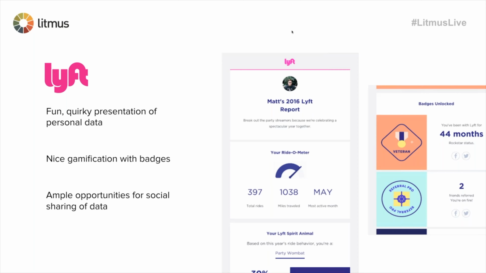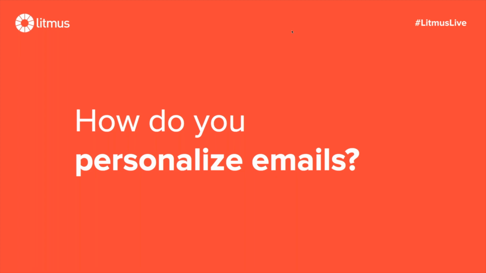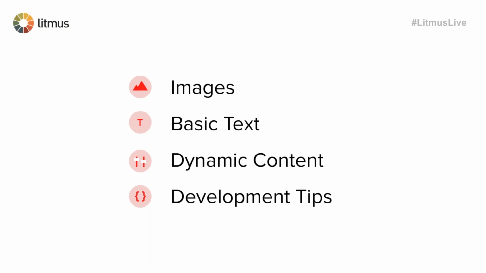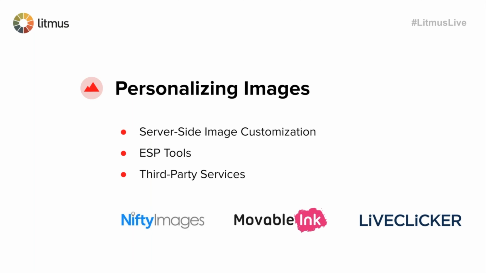So let's talk a little bit. We saw a bunch of examples of really good email personalization, but let's talk about the mechanics of email personalization. Again, we talked about the different levels of personalization. There's basic text, you can use images, you can use dynamic content. But what does that actually look like in practice?